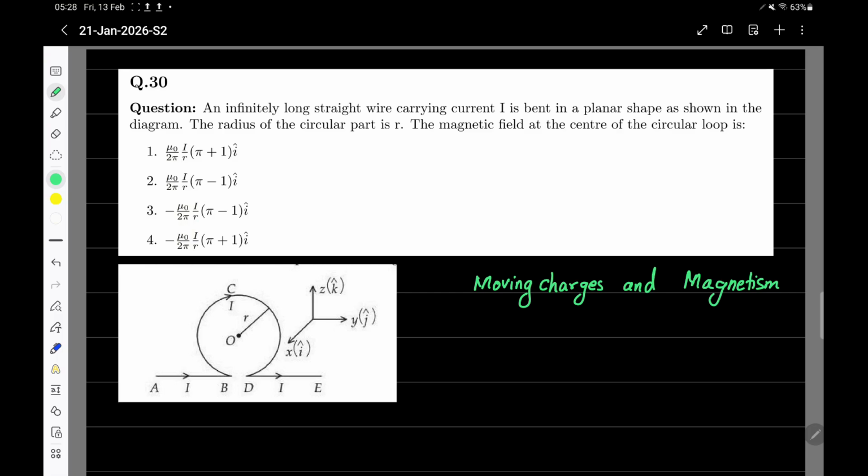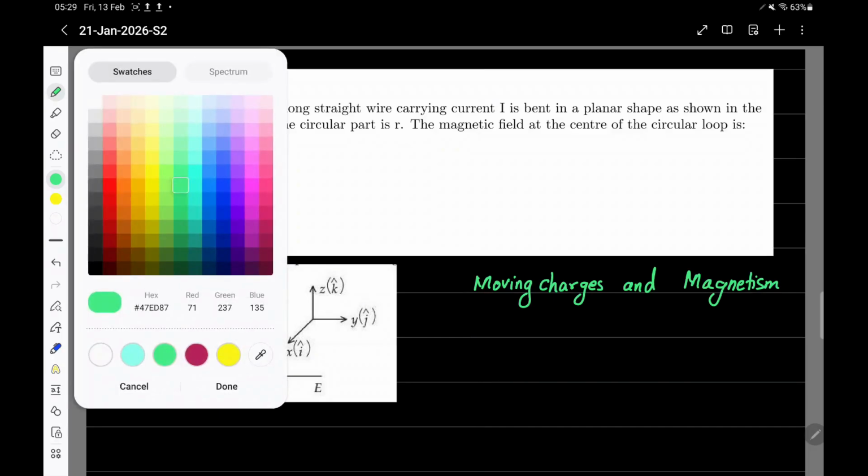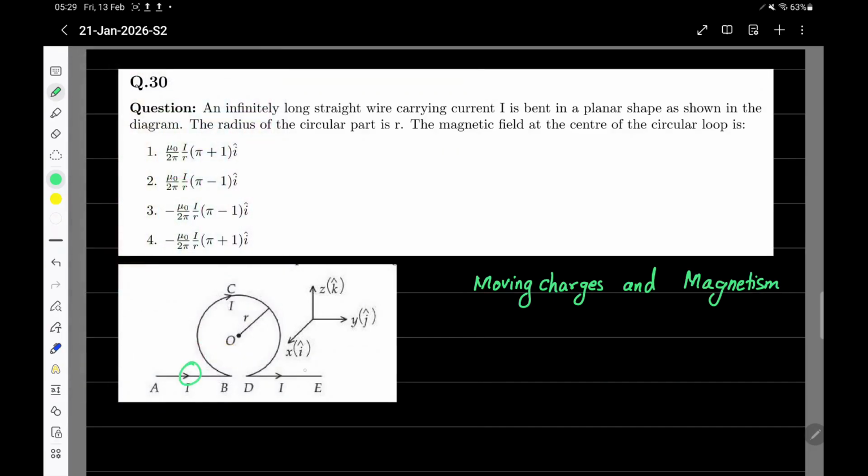An infinitely long straight wire carrying current I is bent in a planar shape as shown in the diagram. The radius of the circular part is small r. The magnetic field at the center of the circular loop is... So you can see that there are two straight parts and one planar part in circular shape. We need to find the magnetic field at this point O.